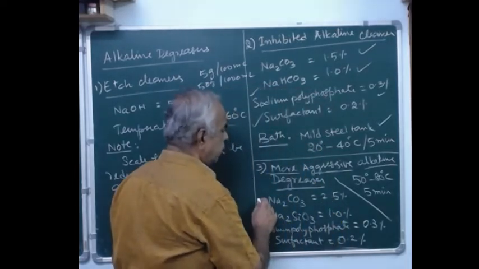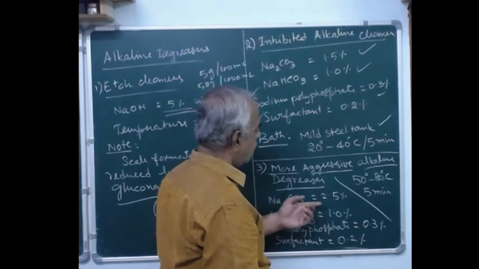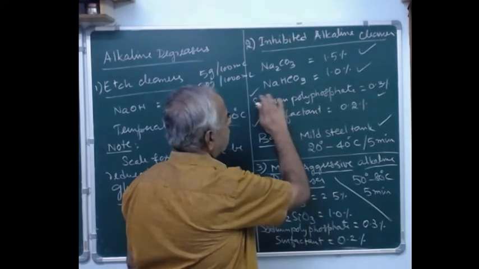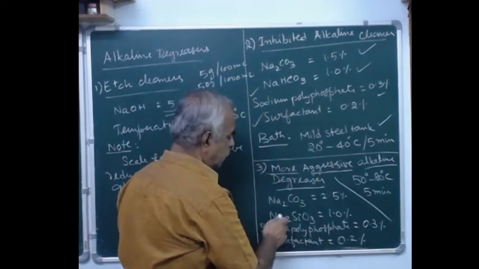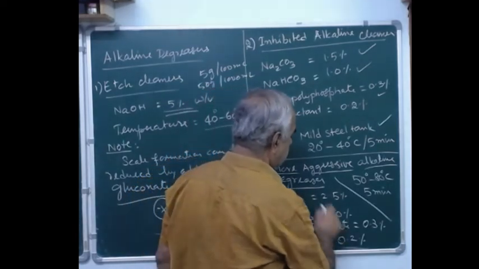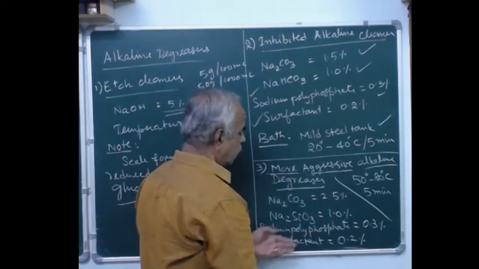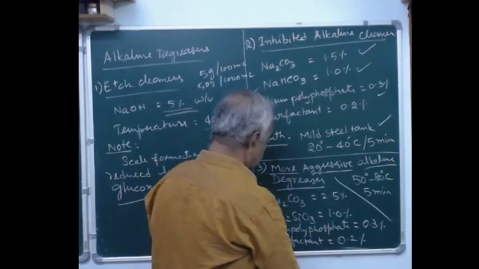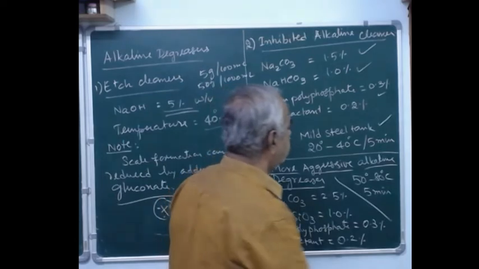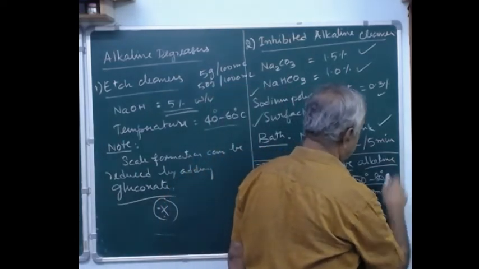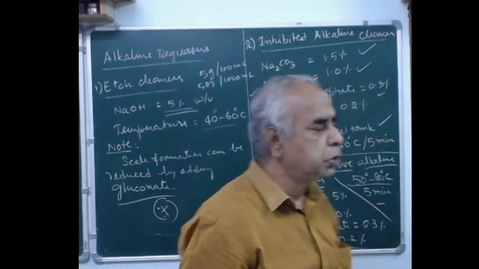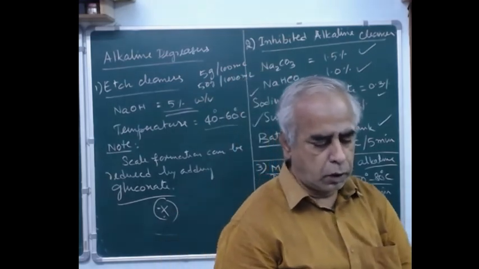Here we take sodium carbonate Na2CO3 at 2.5%. Earlier we had 1.5, just increased that, and we have totally avoided sodium bicarbonate. Instead we use sodium silicate, Na2SiO3, and you have to give 1% at least. Then you can include sodium polyphosphate 0.3%. These are all used as additives, and the surfactant also at 0.2%. The temperature should be maintained at an elevated temperature, in fact 50 to 80 degrees Celsius, and for 5 minutes you have to keep it in that condition, so that you can be sure of cleaning the metal components.